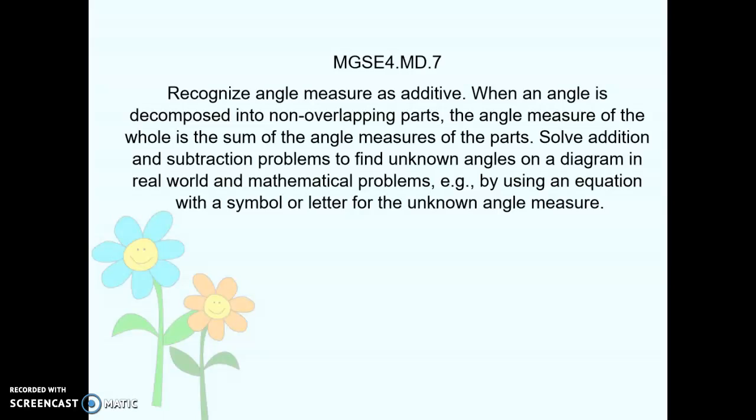This standard, MD7, says that we're going to recognize angle measures as additive. It's long and complicated, but what it basically means is that we can take an angle measure and decompose it into smaller angles, and then we can add those angles together. So let's take a look at an example really quick.